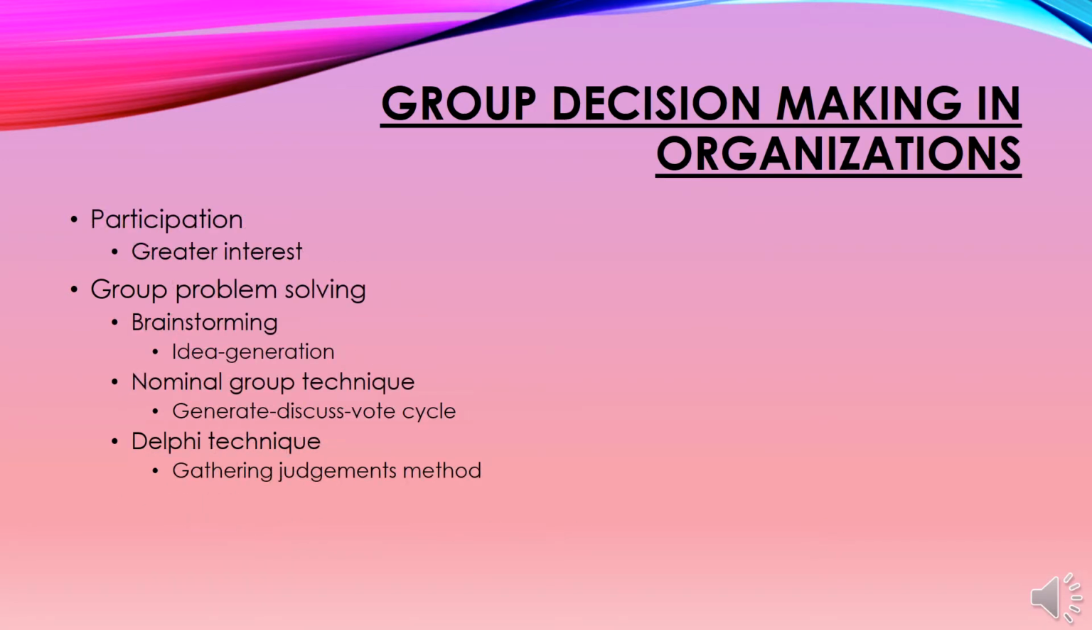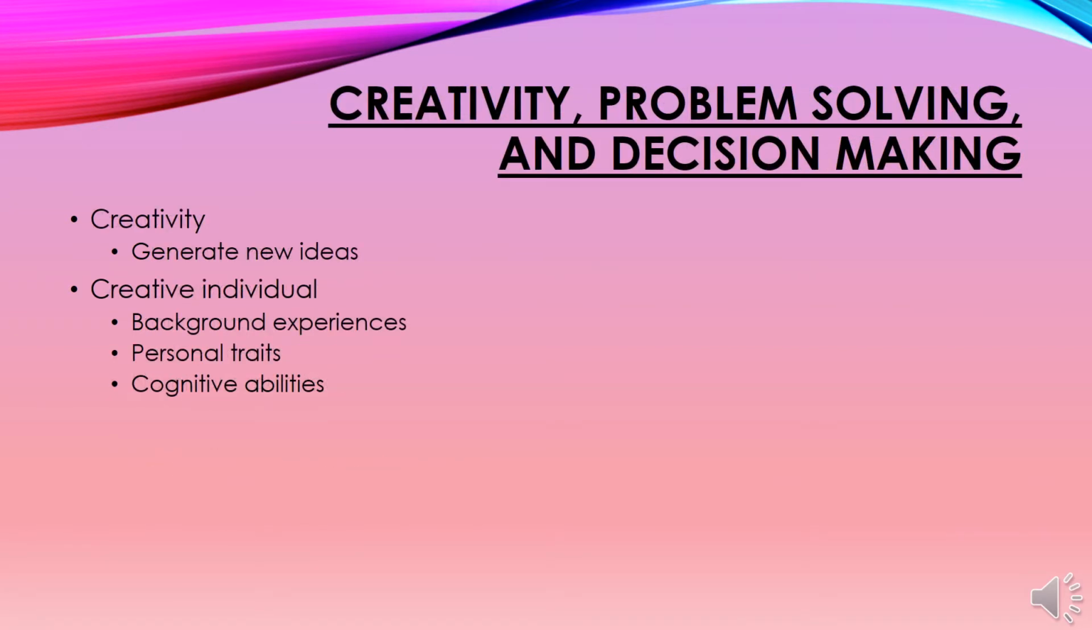Participation creates greater interest in group decision-making. Techniques used to improve the generation of alternatives are group problem-solving, brainstorming, which is generating ideas, the nominal group technique, meaning group members follow a generate, discuss, vote cycle, and the Delphi technique, which involves systematically gathering judgments of experts.